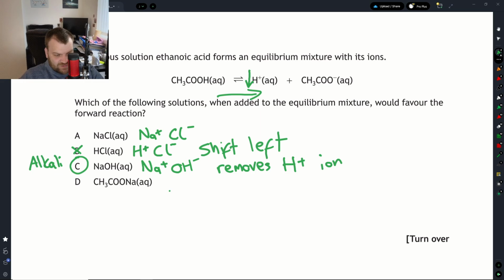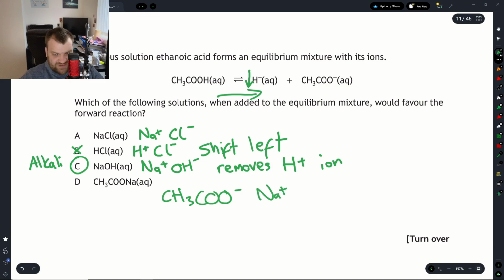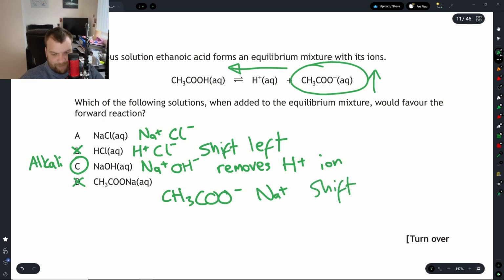For that last one, that is CH3COO- and Na+. What that would do is provide the ethanoate ions, which is this part on the very right hand side. If you're adding more of them, equilibrium shifts to the left, which is not what we want to do. That gives us our correct answer of C.